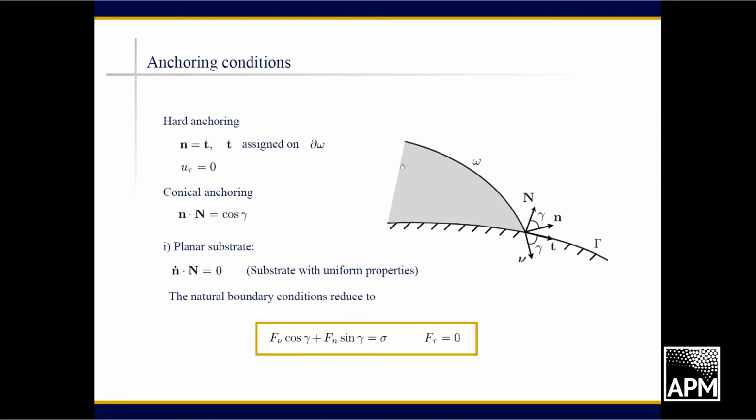From the point of view of liquid crystal theory, the interesting boundary condition is associated with so-called conical anchoring, where the angle gamma between the normal to the bilayer and the substrate is prescribed on the substrate. And it could be a function of position on the substrate if the substrate has non-uniform properties, for example. And so we are importing essentially a typical condition from liquid crystal theory into this topic.